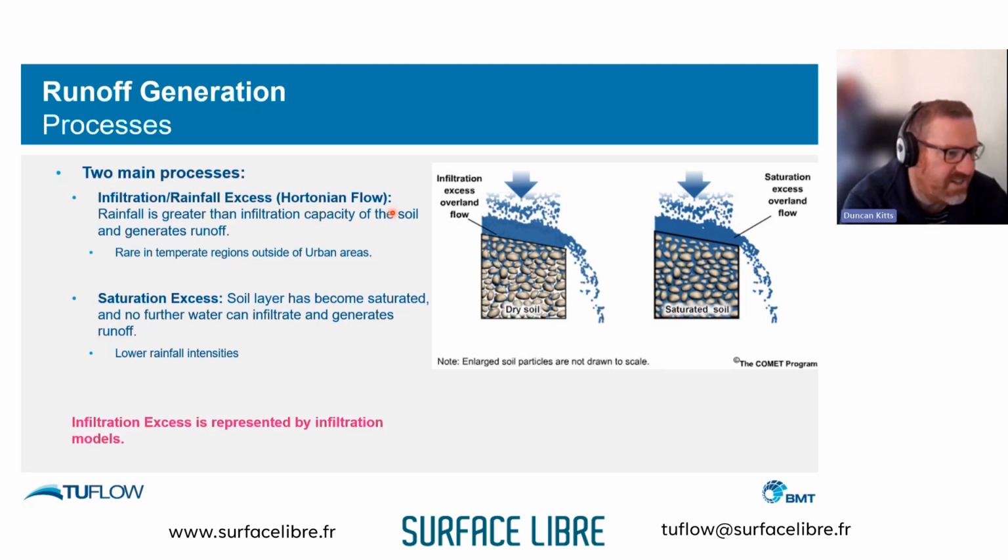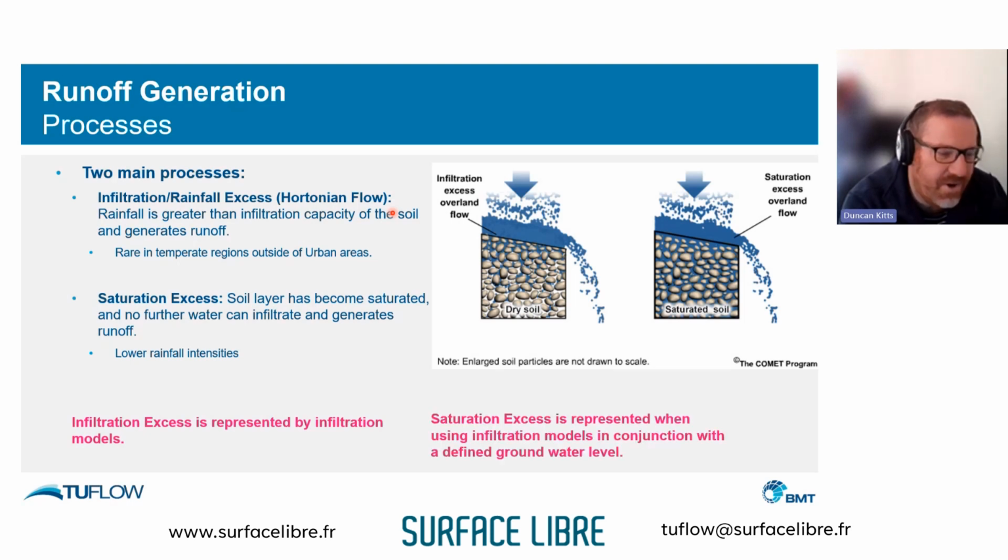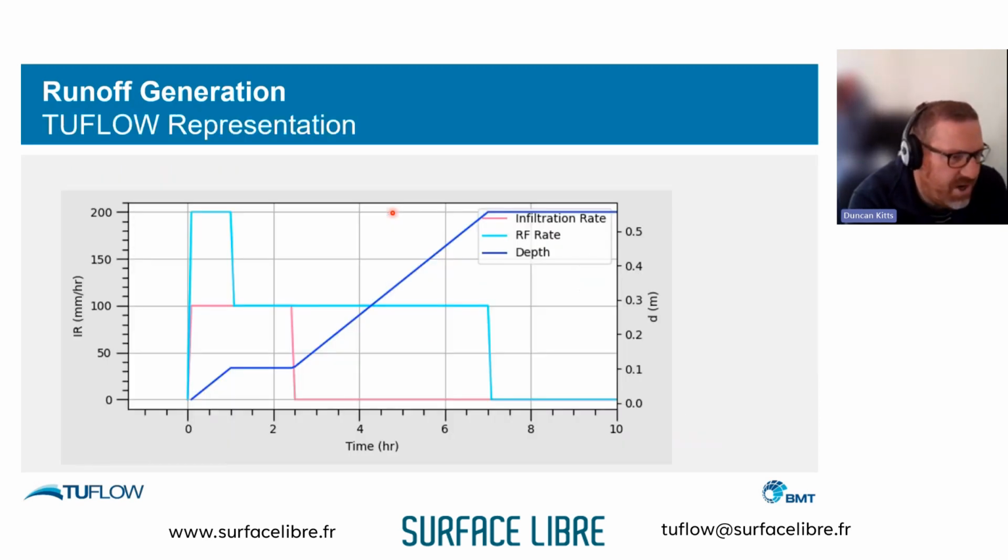So infiltration excess is represented by those infiltration models, the Horton model, the Green-Ampt model, they all represent that kind of process. They also, certainly with the Horton and the Green-Ampt, have the infiltration rate reducing as the soils become wetter. But we can also use that defined groundwater level to say, once our groundwater level gets up to the cell elevation, then we don't get any more infiltration. And that's what's been shown on this graph here.